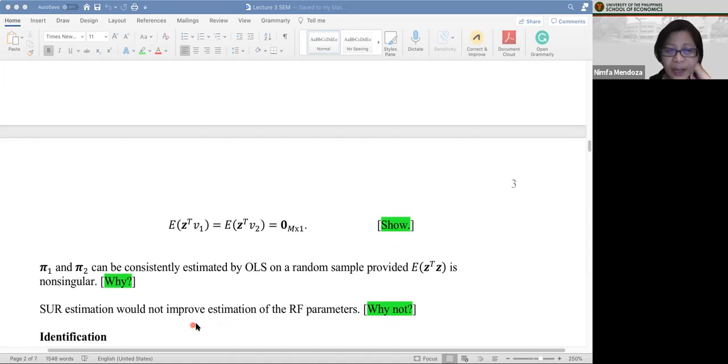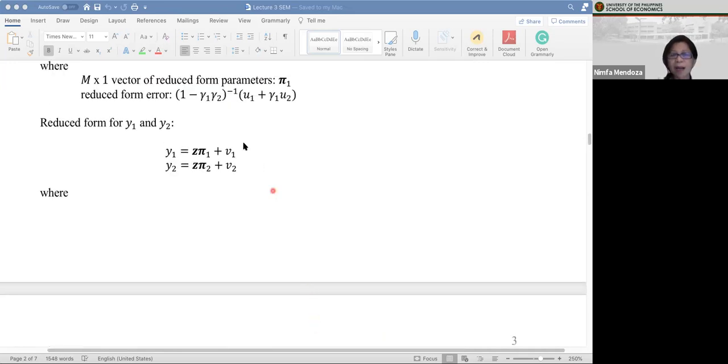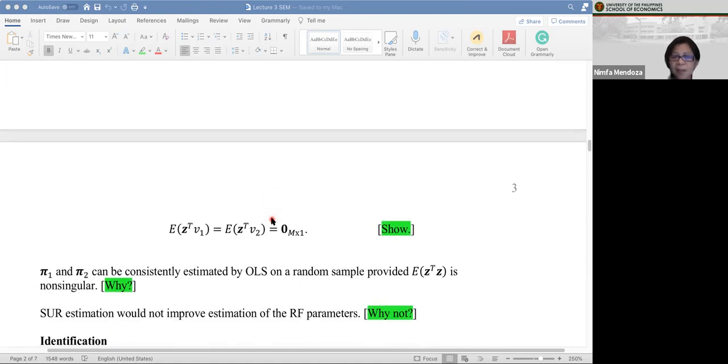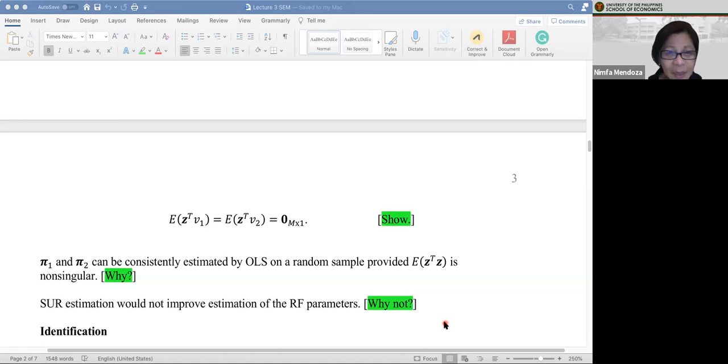Also, SUR estimation would not improve estimation of the reduced form parameters. Okay. So even if you run this by using SUR, you would get the same estimates. You would not be improving estimation of the reduced form parameters. So see why not. Why SUR would not give you improved estimators. Okay, so that is the reduced form.